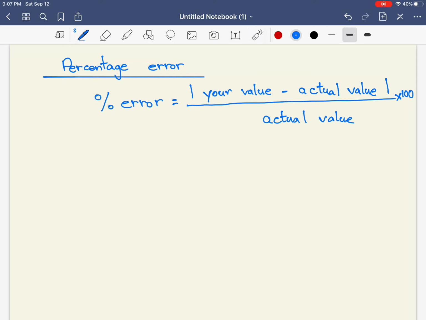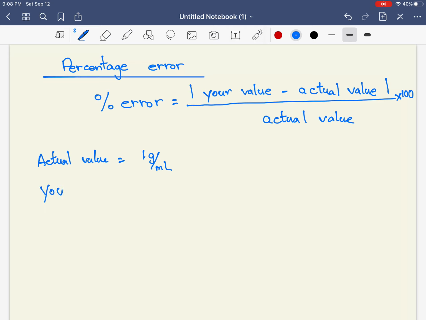So let's do a question, okay? Let's say the real value, the actual value, is supposed to be 1 gram per milliliter. So we're looking at the density of water. We all know that the actual value of the density of water is 1 gram per milliliter. That is something that you have to know. So if somebody asks you, hey, what is the density of water? Well, it's 1 gram per milliliter. So for every 1 gram, it will occupy 1 milliliter.